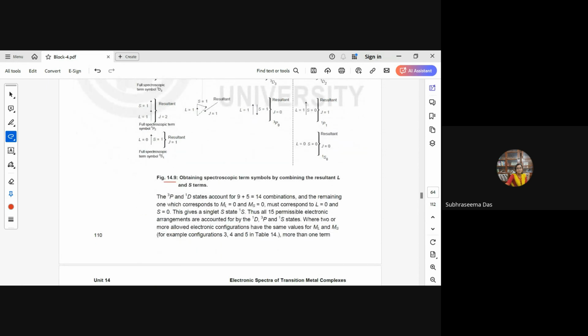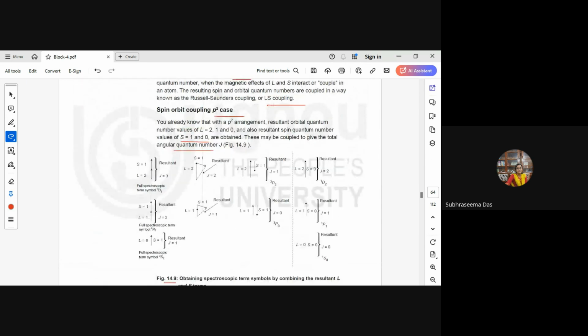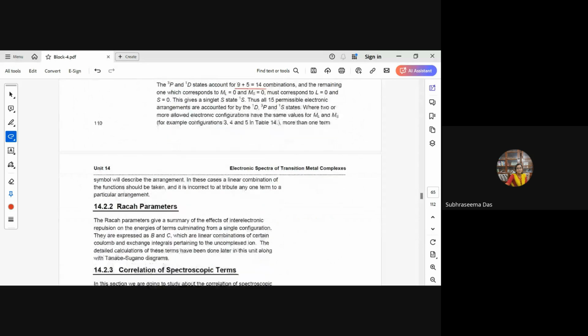So the 3p and 1d states, if we look into this, account for 9 plus 5, that is 14 combinations, and the remaining corresponds to this. So here this is how the linear combination should be taken, and others can be drawn. This is particularly for P2, and the others can be drawn similarly.